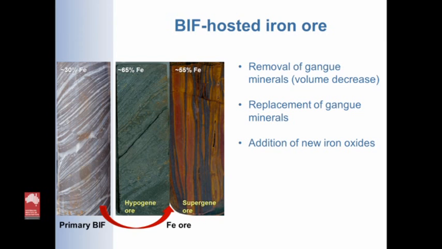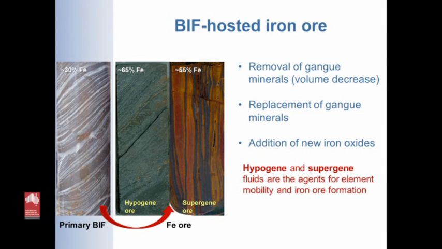And then lastly, we can actually add new iron oxides to the rock. We can dissolve iron from deeper down in the BIF, transport it, maybe as a reduced iron, and then deposit it. That's a way of increasing the iron content. And how do we do that? We need fluids. Either supergene fluids in the case of our superficial deposits, or hypogene fluids in the case of the magnetite, crystalline hematite deposits.